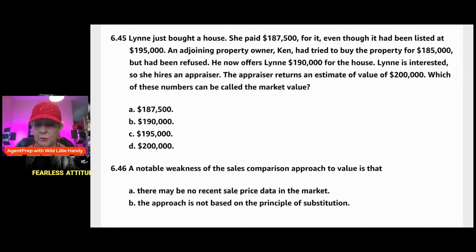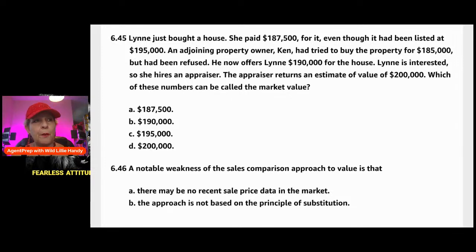So there's two ways to determine the market value, right? When a buyer and a seller come to an agreement. Well, they don't have an agreement yet. So what's the next thing? The appraisal, right? The appraisal comes in at 200,000. So based on the appraisal, that's the current market value.